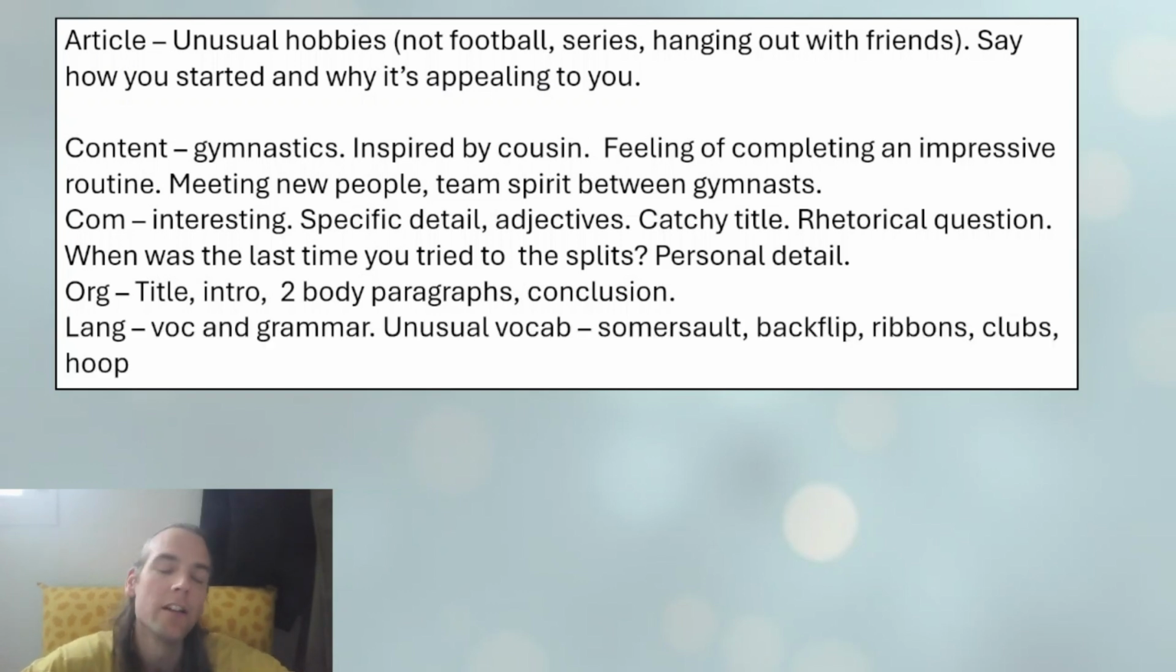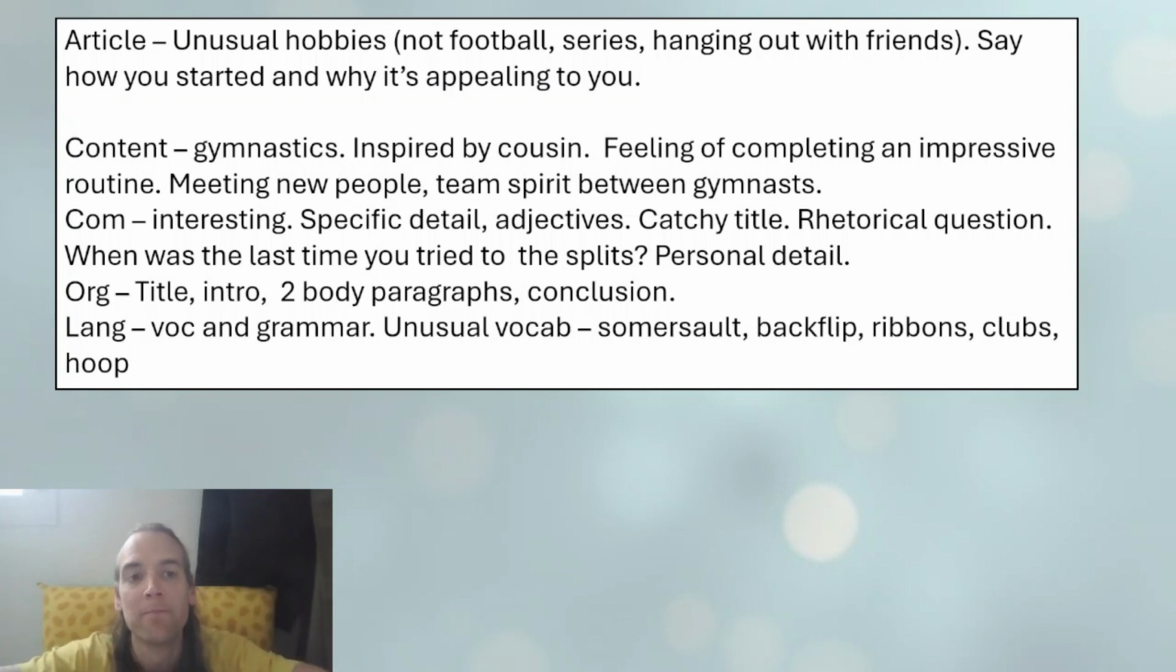In terms of language, well, language always means the same thing for every writing task. It means at B2 and C1, some more unusual and complex vocab and grammar. You want to show that you don't just know the basics to communicate, but you can also express nuance and specific situations and details. In the case of writing about your hobby, you should choose one where you know some of the good words because you've watched videos about it, because you've talked about it, because you know the words. So maybe in terms of gymnastics, this could be somersaults and backflips and ribbons and clubs and hoops.